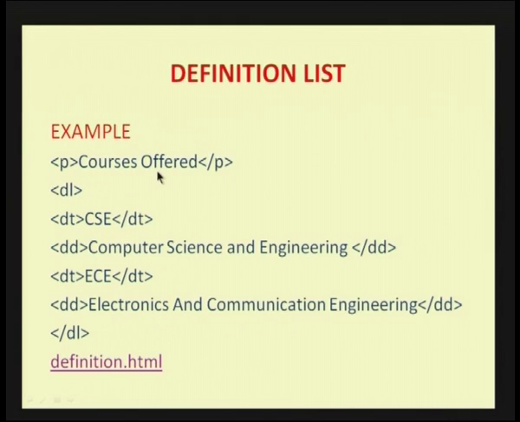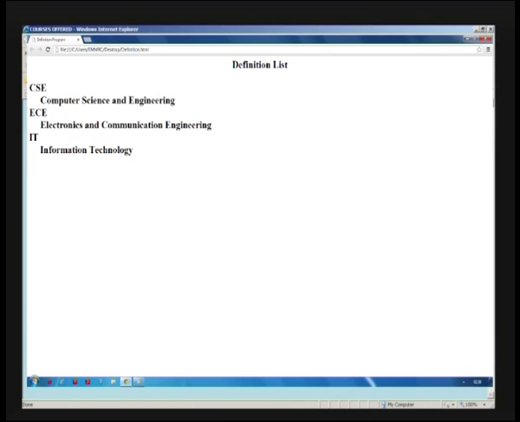Let us see an example for the definition list. The courses offered are CSE, ECE. These are the 2 terms we are going to display. The term should be given in the DT tag and the definition should be given in the DD tag. Let us execute this program. So, we have executed it. The courses offered are CSE, ECE and IT. So, CSE and its definition, ECE and its definition.